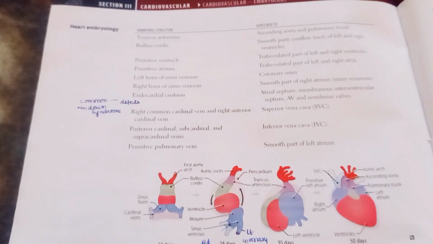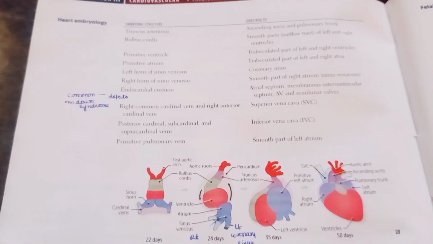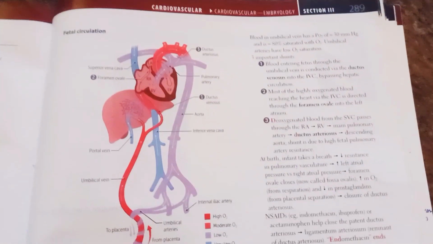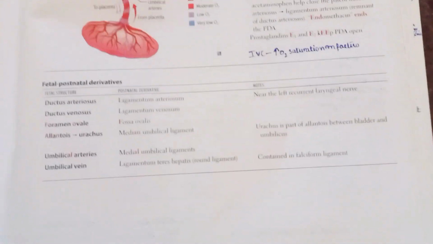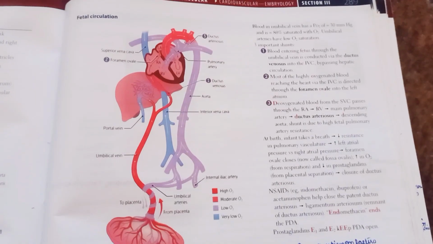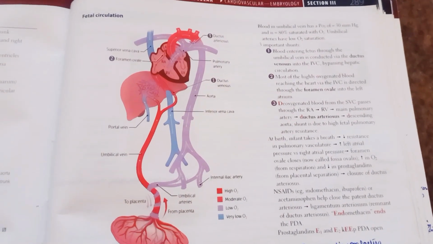So these are all the embryonic structures, and the structures to which they give rise to, you can see here. Now we'll discuss about fetal circulation and fetal postnatal derivatives. Now let us discuss the fetal circulation.